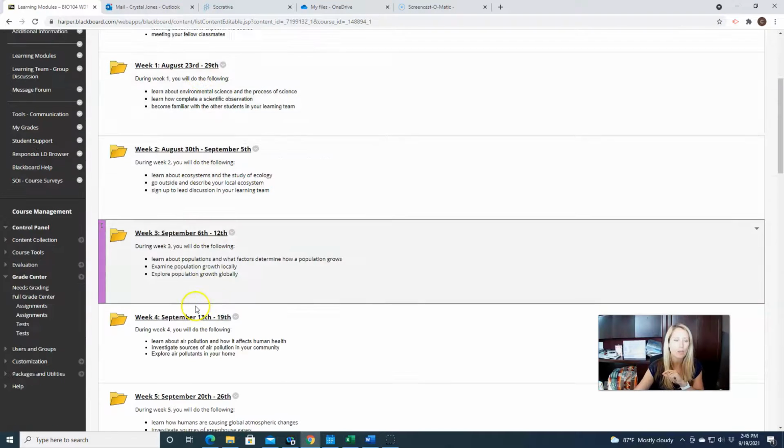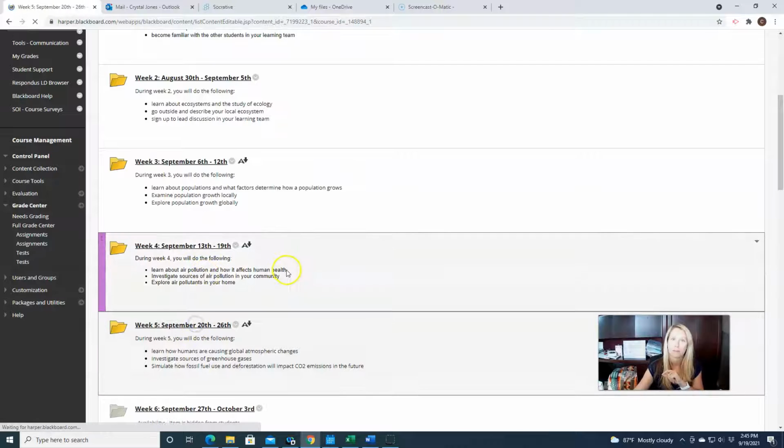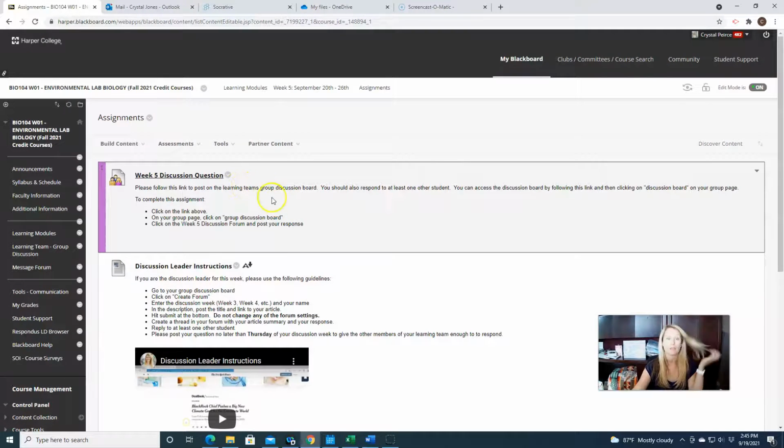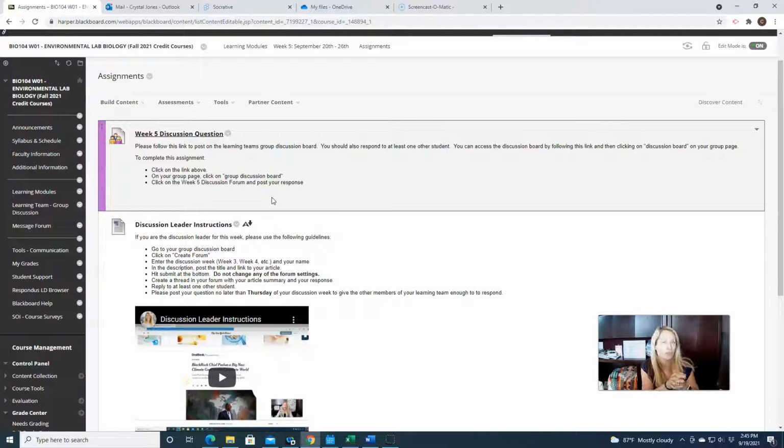As far as assignments go, it's the same as usual. The discussion leaders, you guys are doing a really great job of posting some really nice articles. I've been really impressed with the topics you've been choosing and the articles that you've selected, and your responses and summaries to those have been really great so far.